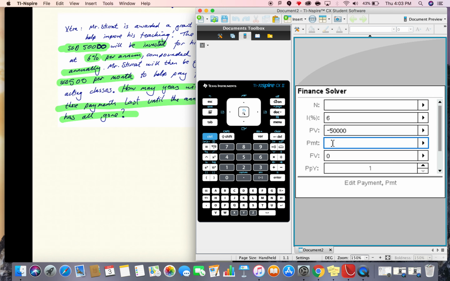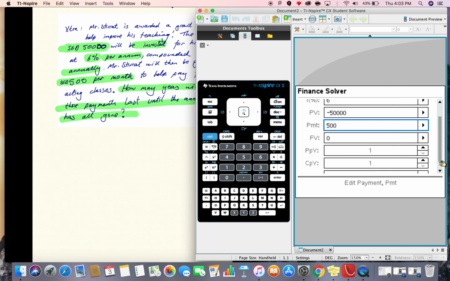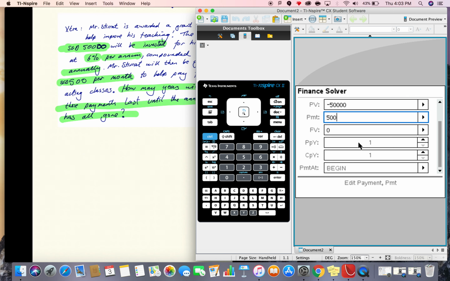Now, if we think about this, the payment that I receive is flowing into my hands, so that's a positive, and that's 500. And the PMT is linked to payments per year. How many payments per year do I receive? I receive 12 payments per year. Now, as soon as I press enter and click on the next thing, look, the CPY defaults to the same as PPY. That's clearly not the case. Payments per year that I receive is 12, but the compounding periods for the interest rate is only 1. So make sure you go over there and change that.